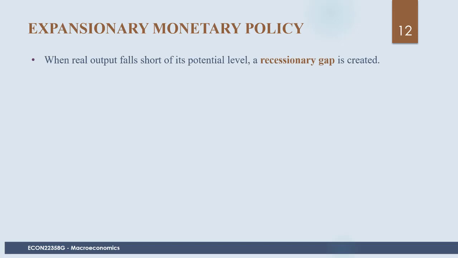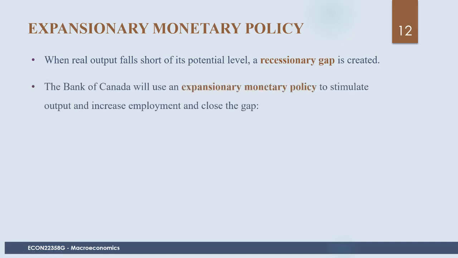So expansionary monetary policy. We would be interested in such a policy, as I said, when output is far below the potential output. In other words, we have a recessionary gap. If we are in that type of situation, then the Bank of Canada will use an expansionary monetary policy to stimulate the economy and to increase GDP, incomes, and employment. And the aim, obviously, is to close this gap. Such a policy is also referred to as an easy money policy.